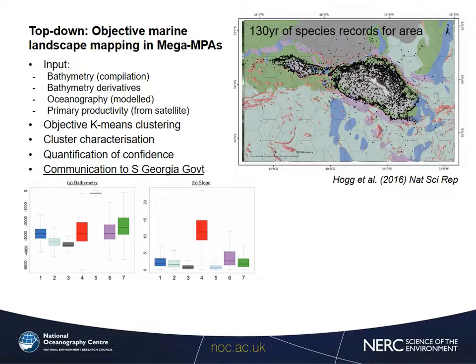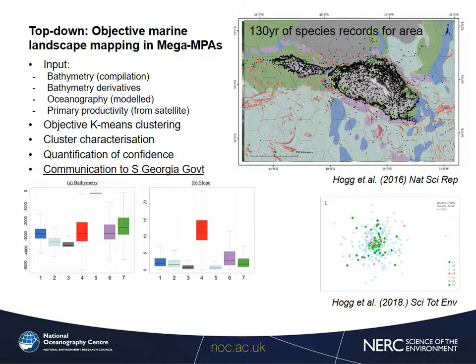And now we're at the second step, combining with biological data, and for South Georgia that's actually fantastic. There is about 130 years of species records available for the area. They're held at the British Antarctic Survey, VLIZ. And so we looked at those species records and did some cluster analysis to see if those species would fall apart in communities that would identify our different marine habitats or our different marine landscapes.